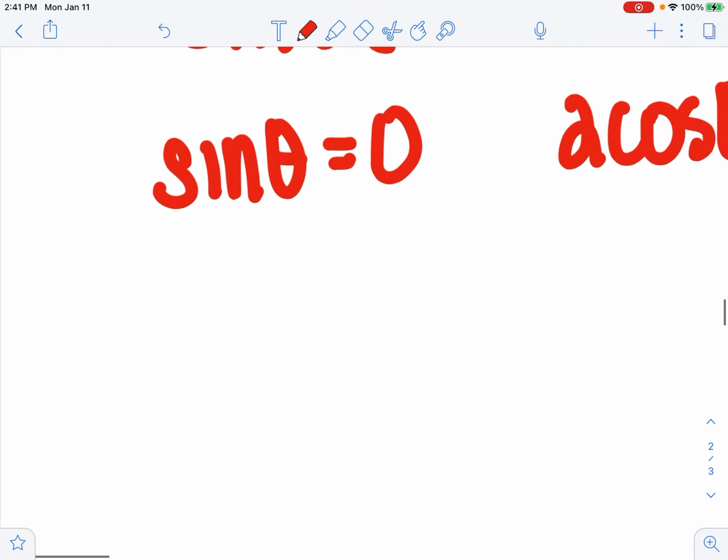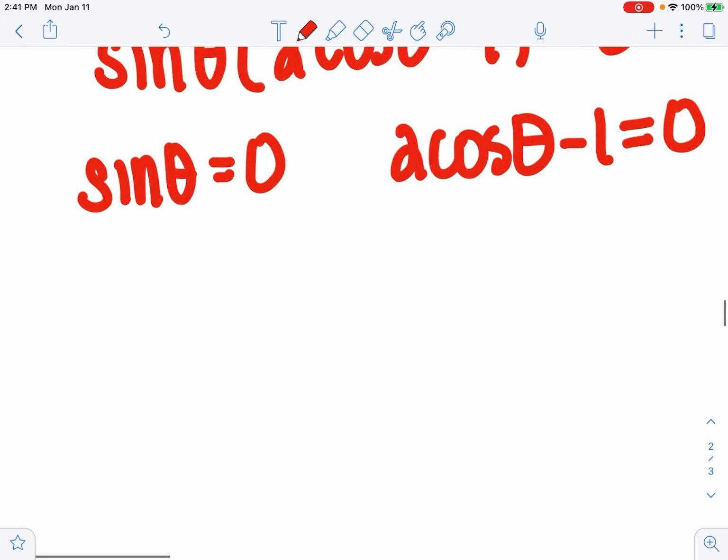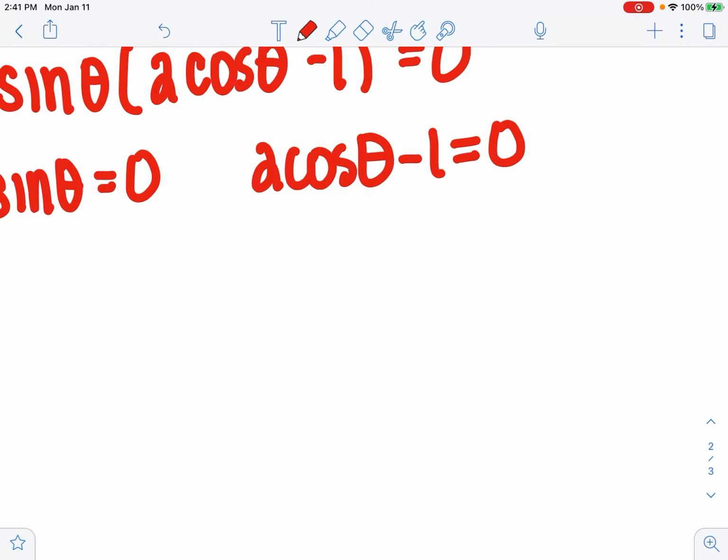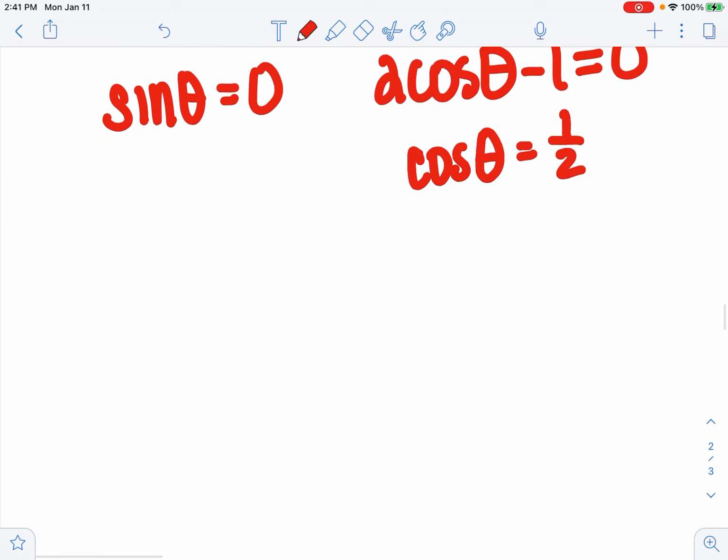The first equation is solved for sine of theta. The second equation is not solved for cosine of theta. So I need to solve that for cosine of theta by adding 1 and dividing by 2. And now I can solve these two equations. Let me highlight them. They're not my answers. I still need to find theta, the variable.